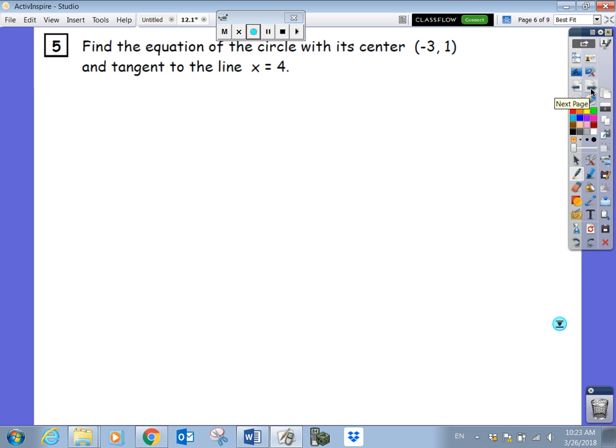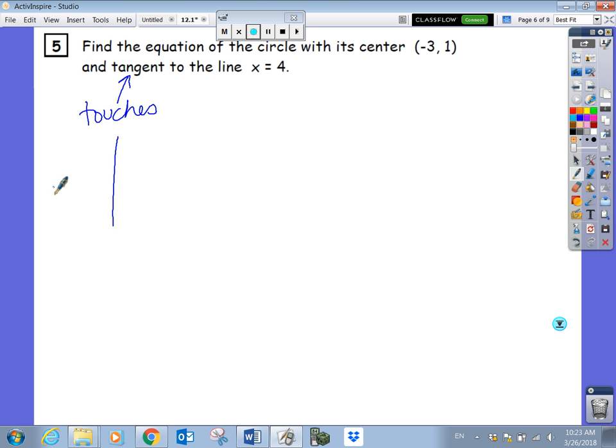All right, here it gives us the center and tangent to the line x equals 4. Now, this is not sine, cosine, and tangent. That's not what tangent means. Tangent's a vocabulary word from geometry. It means touches. So it touches the circle.